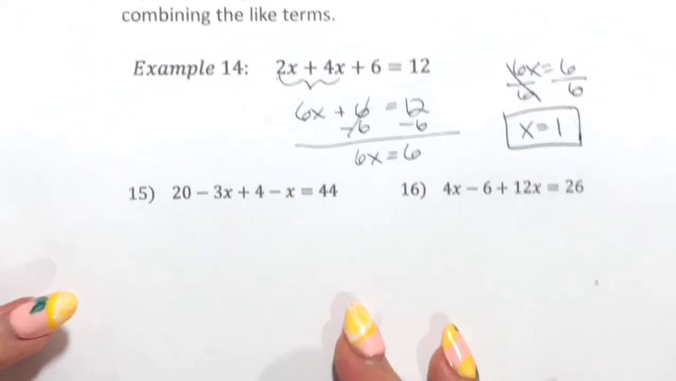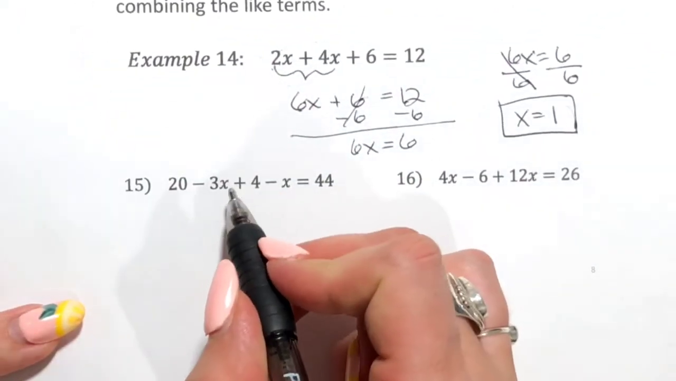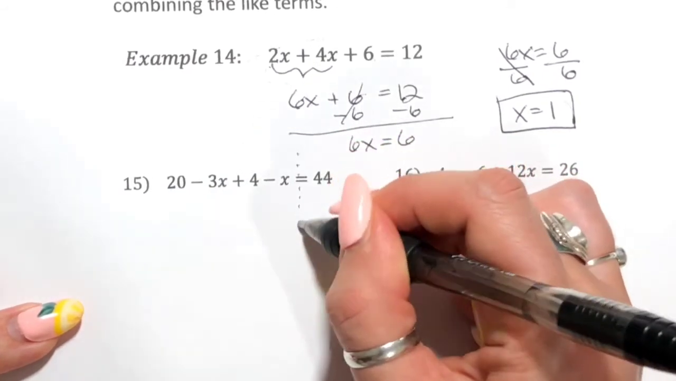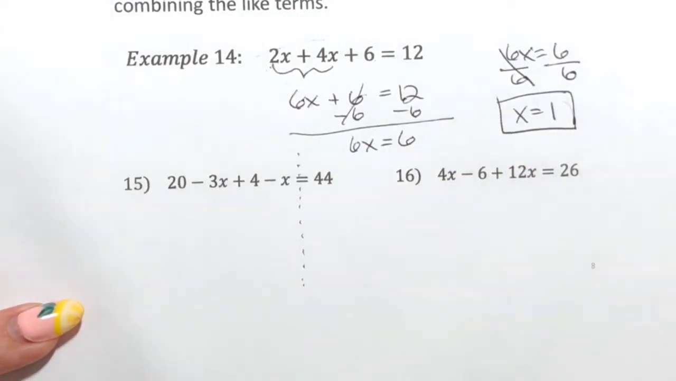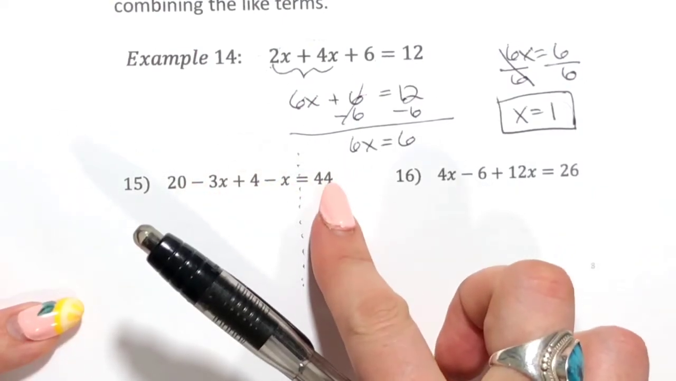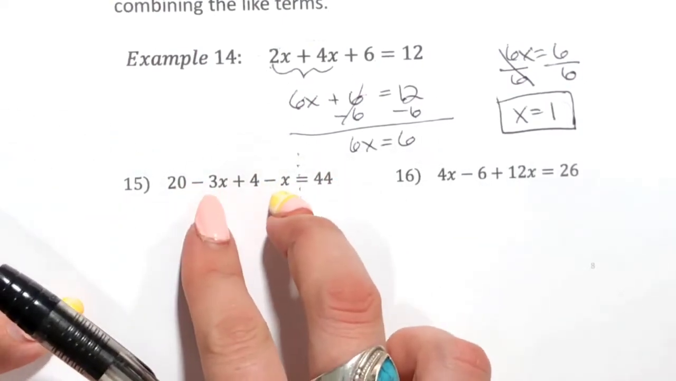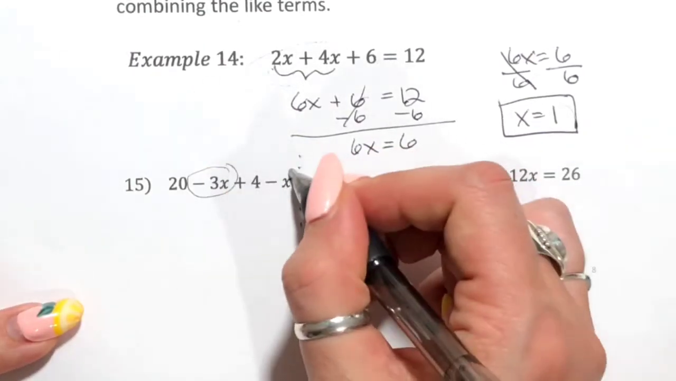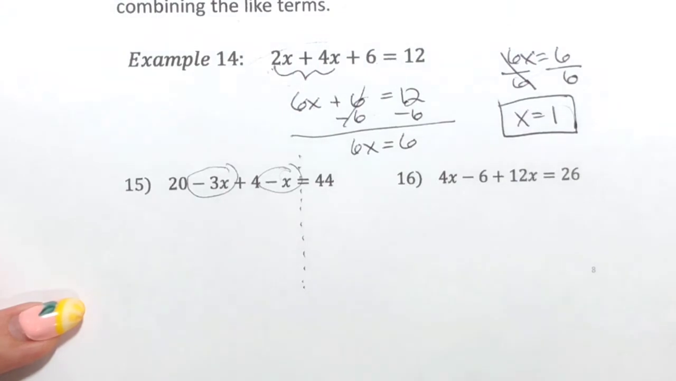Okay, let's look at another one. So on this one, remember, here's our equal sign. I know some people even draw like a line down the side. We don't need to move an x over here when there isn't one to combine it with. They're both on the left side of that equal sign. So we're just going to go straight into combining those two x's.